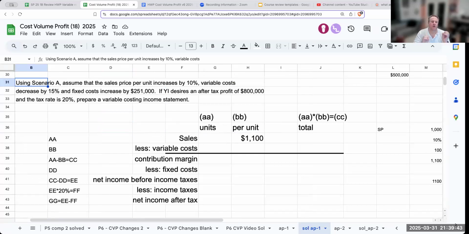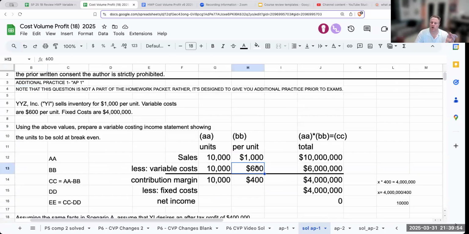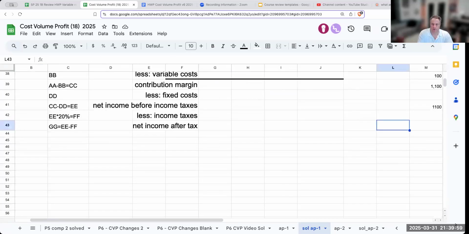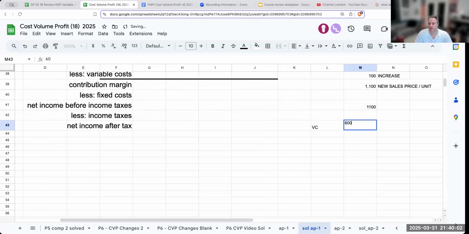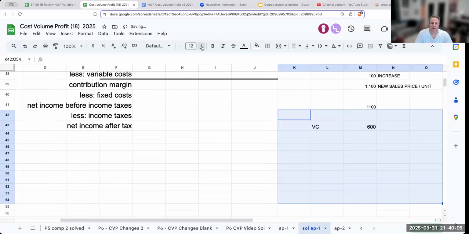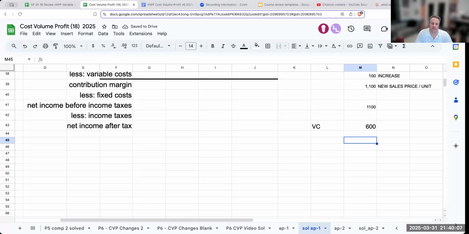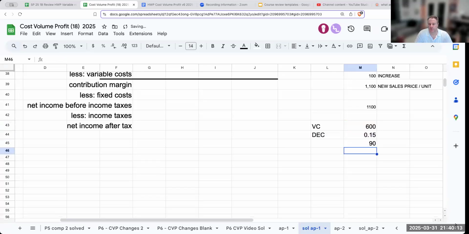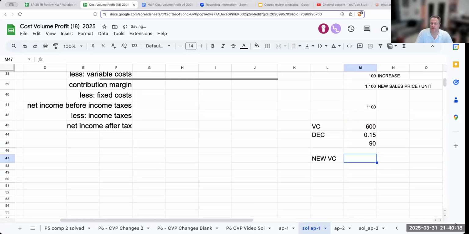So again, I'm taking this scenario A and I'm putting in the new information. So variable costs decrease by 15%. Let's go ahead and take a look at that one. If my variable costs in the base scenario were $600 per unit, and they are decreasing by 15%, well, 15% of 600 is going to be 90. So my new variable costs are going to be 510.